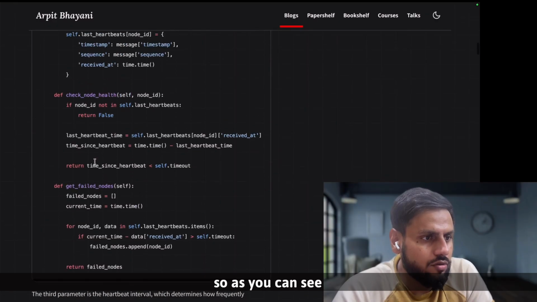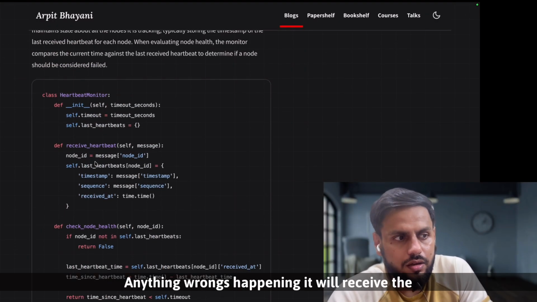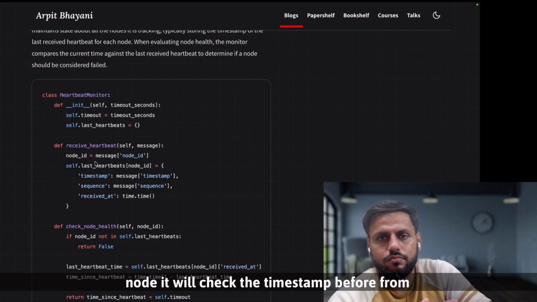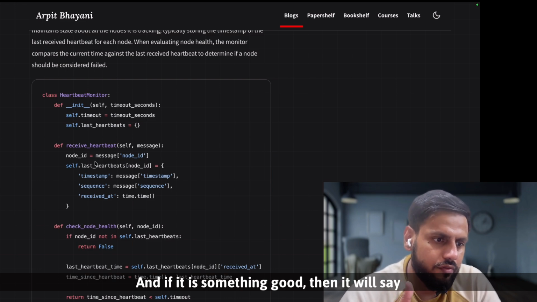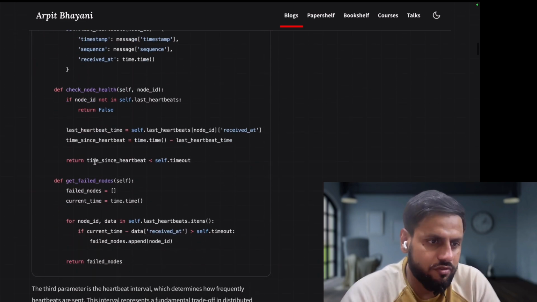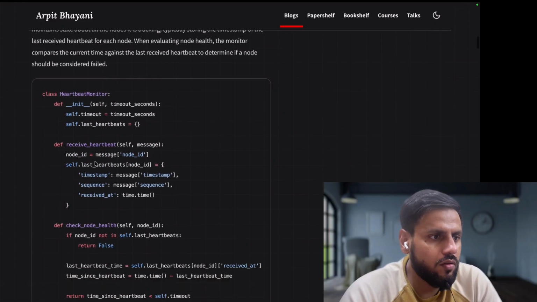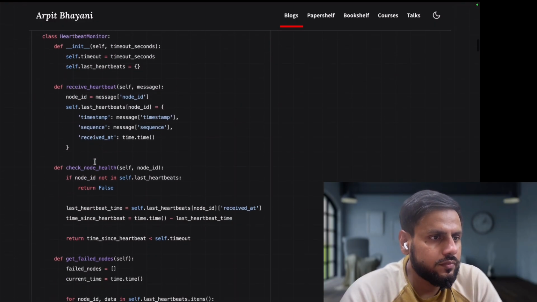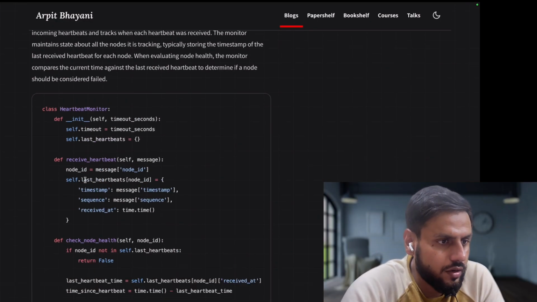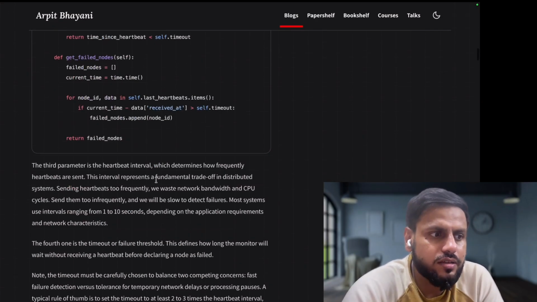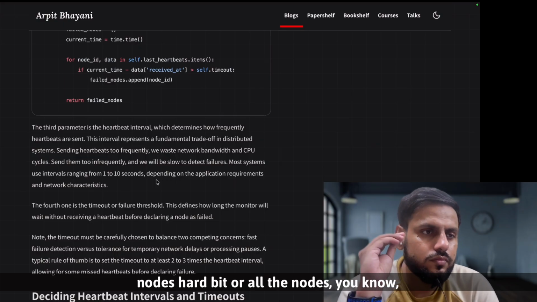So as you can see, whenever anything goes wrong, it will check the timestamp of the node's last heartbeat, and if it is good, then it will say go ahead, otherwise it will mark that node as failed. So we will get all the failed nodes. It's getting the heartbeats for all the nodes by node ID. So it is like a centralized service which manages all the nodes' heartbeats, or all the nodes' health.